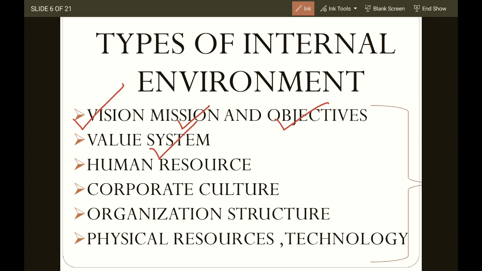If you want to create goodwill in the market, if you want to increase your brand value or brand equity, you need to have a good value system in your organization. Human resource, very, very important. Human resource is the most important resource of any business organization. No organization can run without human resource, because they have the qualification, talent, experience, and they can be improvised, motivated, upgraded, so they contribute towards more production and the ultimate achievement of the vision of the business organization.